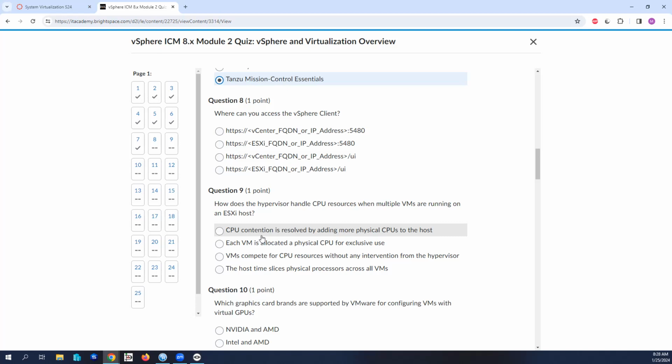vSphere host client. They're both pretty similar, one of them just has an extra word in it. So you have the vSphere host client, and then you have the vSphere client. So it's good to know those two. That can help us with question 8. This is just talking about the vSphere client, not the vSphere host client.